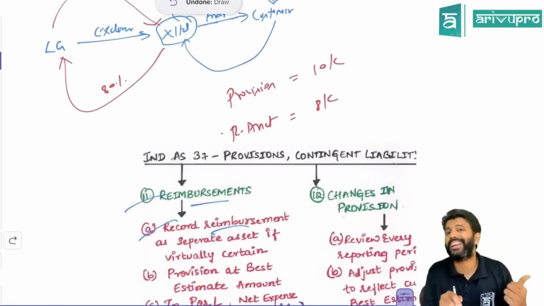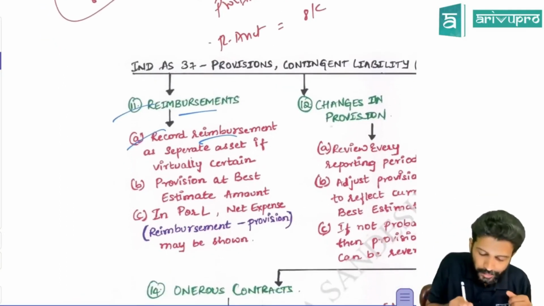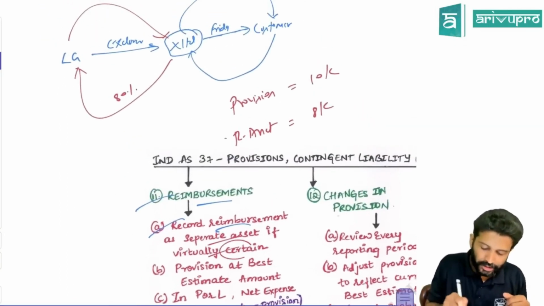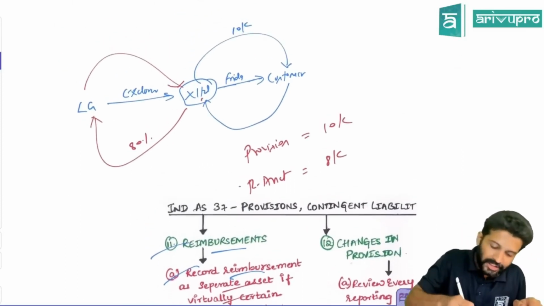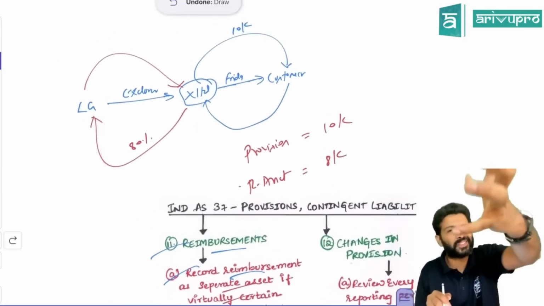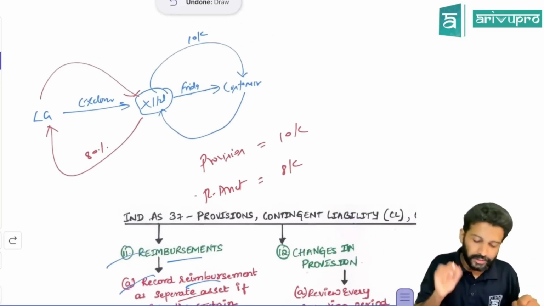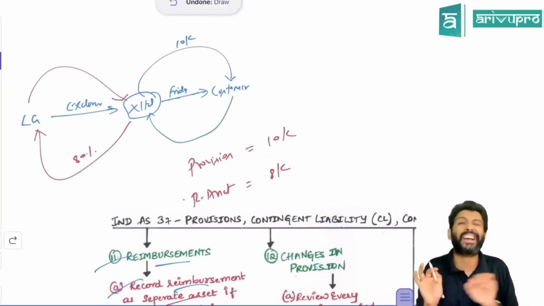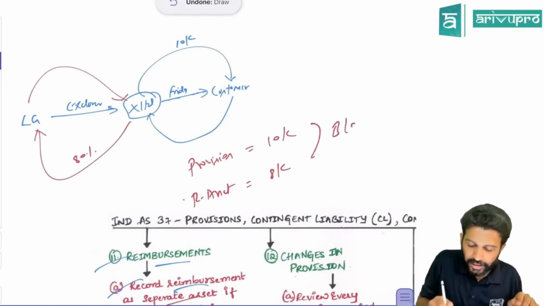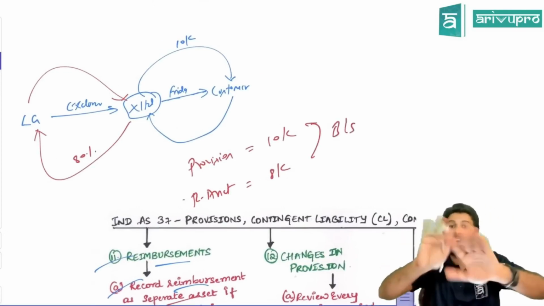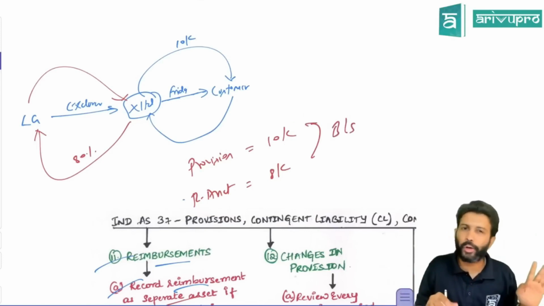So if a company is getting reimbursement, they should show reimbursement as a separate asset, provided it is virtually certain. Virtually certain means more than 50%, around 95% chance. If X Limited feels there is more than 95% chance that we will recover money from LG, then they will show reimbursement as a separate asset. This provision will be shown separately in the balance sheet, and reimbursement will be shown separately in the balance sheet. It will not be netted off. In P&L, if you want, you can net off.